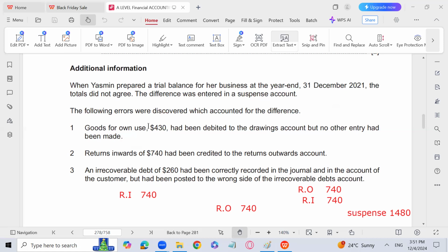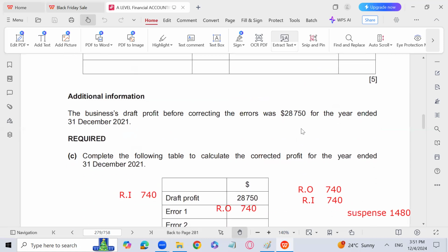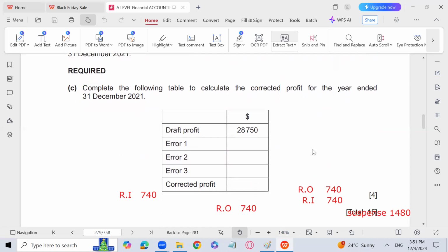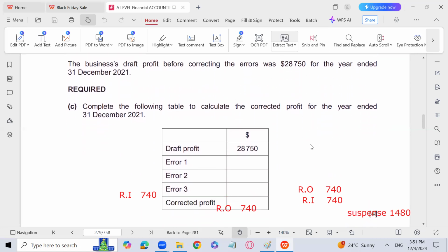I hope you got my point. So if there is any problem, you can ask me. So May, June 22, 21, the suspense account you can prepare easily, and then there is the effect on profit of those errors. So the effect on profit is quite easy.